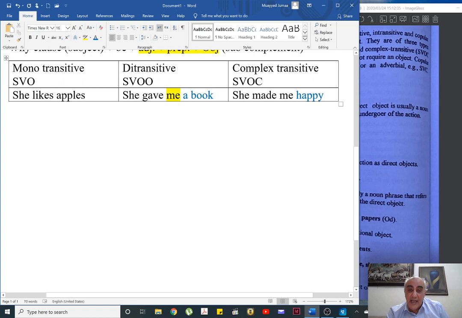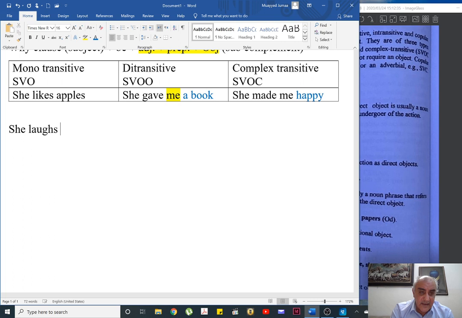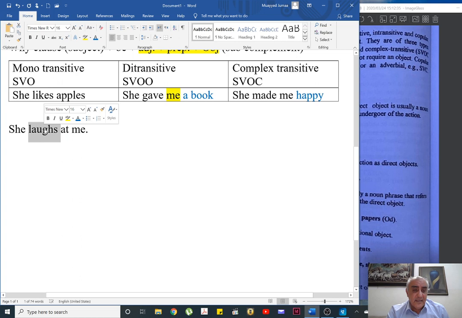لذلك هاي نسميها two objects، هاي نسميها object complement. نرجع على هنا شنقول؟ نقول بأنه intransitive verb اللي هي ما تأخذ object، مثلاً she laughs. She loves at me، تيجي وراها عادة prepositional phrase اللي هي at me. هذا loves هنا نسميه intransitive verb. زين.